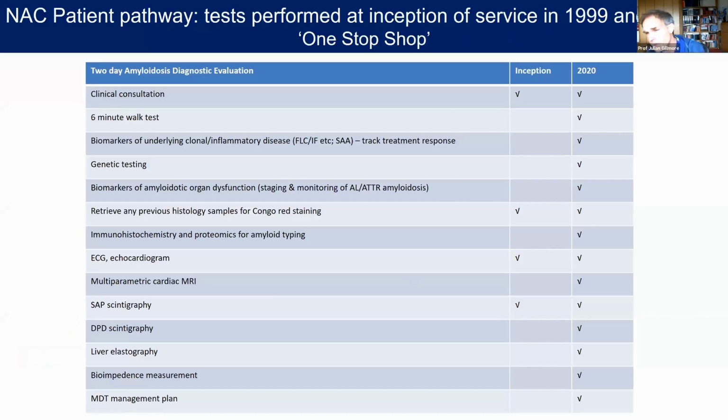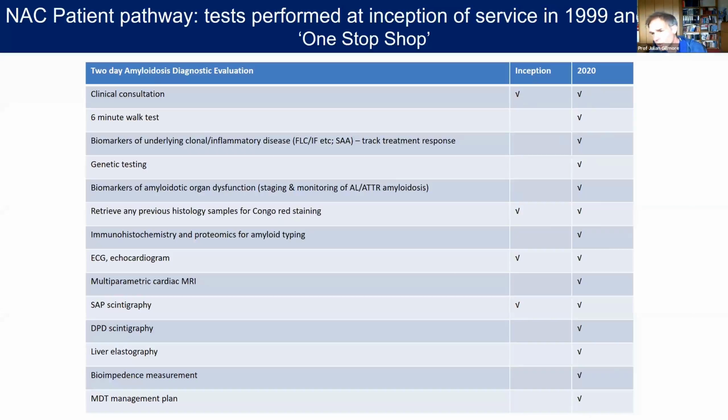Many of you will have experienced a 2 or sometimes 3-day stay in a hotel across the road, during which you undergo a whole range of tests. It's a pretty intensive couple of days, and you can see that in 1999, when Philip Hawkins established the Amyloidosis Center as the National Amyloidosis Center, we did very few tests. 20 years on, we do a huge range of tests over the course of those 2 days. And at the end of the 2 days, hopefully we make a firm diagnosis.